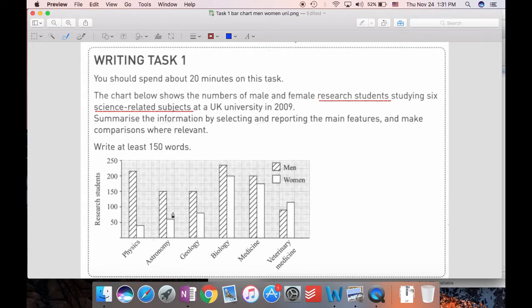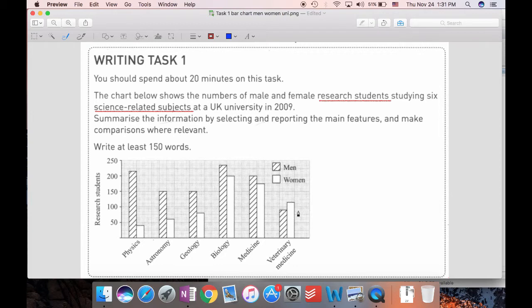Astronomy, okay, more than double the number of men. Geology, about exactly double, I think, women as men. Biology, again, there are more men than women, but the gap is much closer here. And medicine, again, quite similar. Men are first, but women not far behind. And in veterinary medicine, this is basically animal doctors, there are more women than men here. Again, it's very equal here.